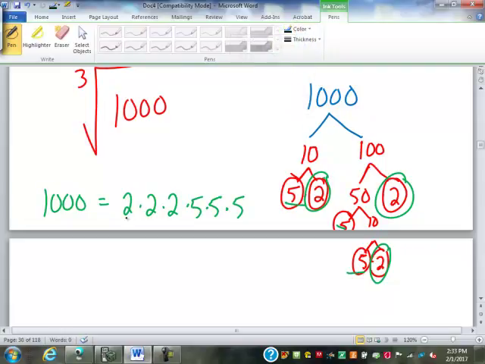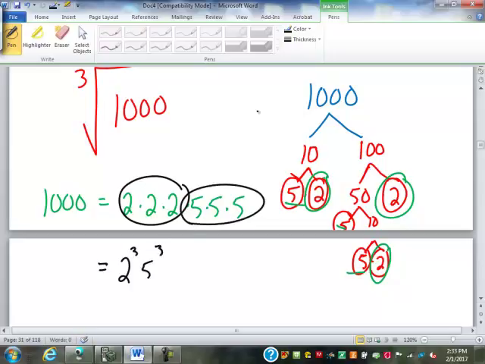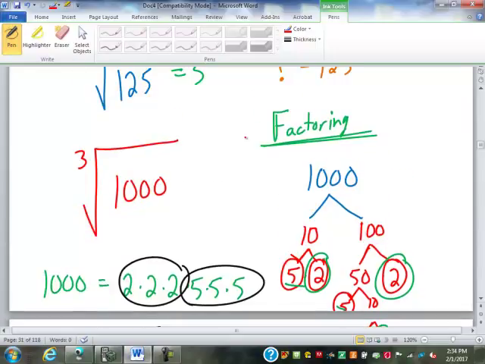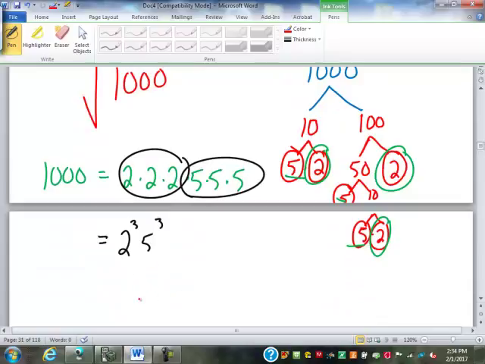Now, a third root, if I write these in power form, 3 2s is 2 to the third, 3 5s is 5 to the 3. A third root does what to the powers? It divides them by 3. If you think about it, if a square root divides the power by 2, the third root would divide it by 3. X to the 12th, third root would be X to the 4th. 12 divided by 3 is 4. So 1,000 is 3 2s times 3 5s. The cubed root of 1,000 is just a 2 and a 5, or 10.